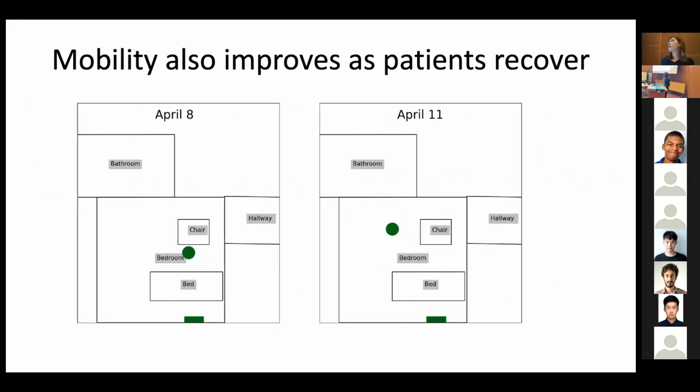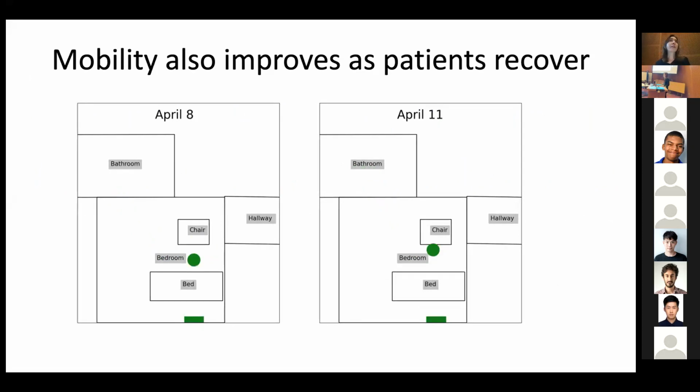less fatigue. So this is the patient. You can see the green is the patient. This is the green dot, and the rectangle here is our device. The green dot is the patient. You can see on April 8 and April 11, in both cases, the patient is moving from the chair to the bathroom. But you can see how much more agile and faster the patient is moving because she's less fatigued, she's more balanced and able to move much faster and more capable.